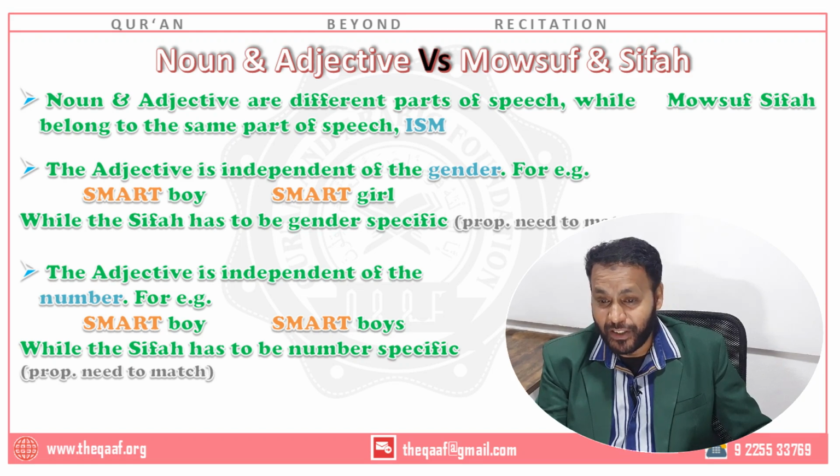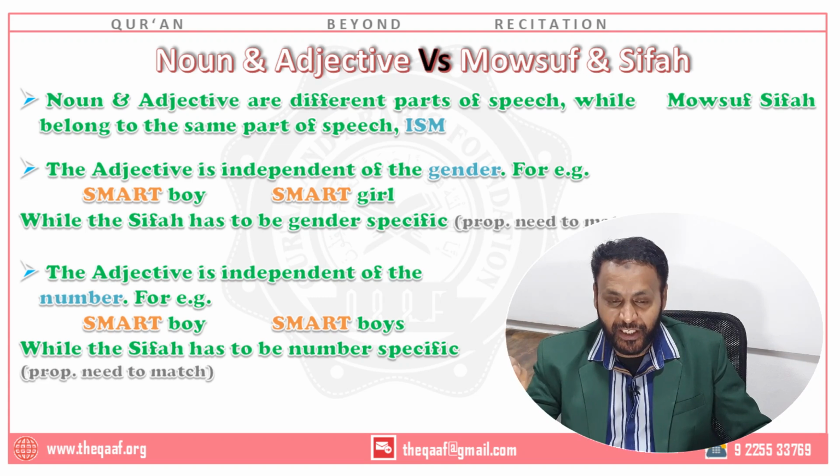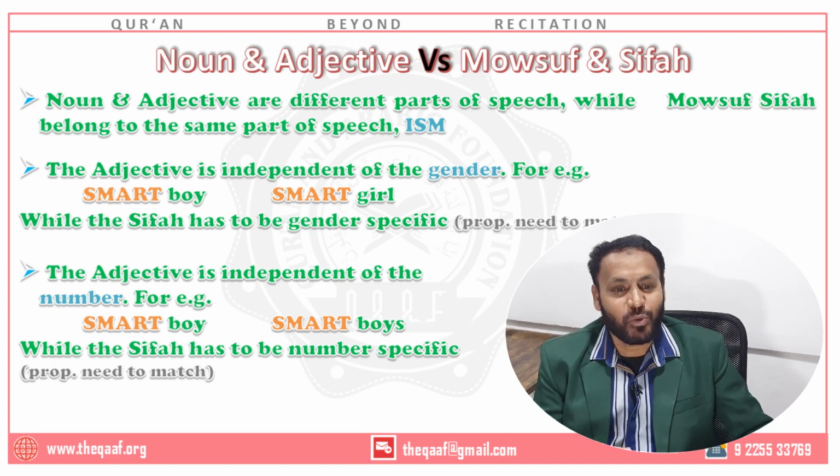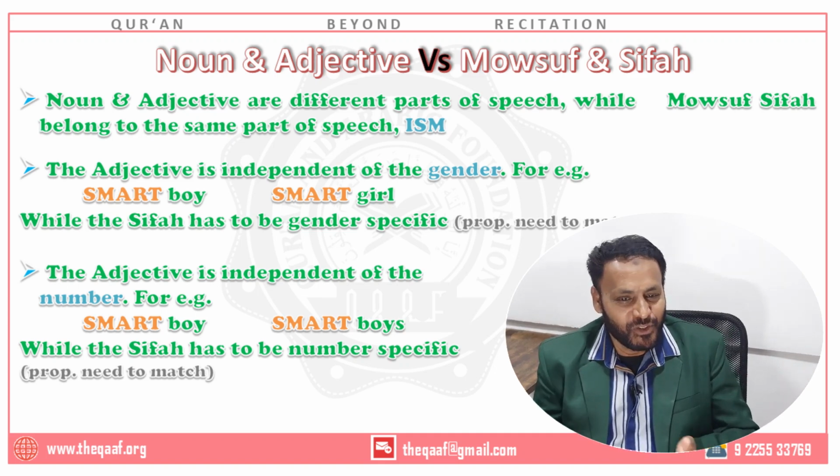What does Arabic say? No. If you want to make this word a sifa, you better match the number. If you are describing a single entity, keep your sifa in singular. If the original entity you are describing is plural, make your sifa plural. Why? Well, we have to match the SNGT. So you can't keep it different. This is again different from the English language.